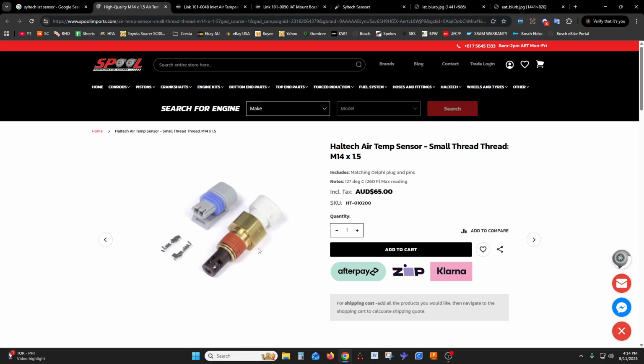So the type of sensor that it had was one of these. This one here is actually listed as a Haltech air temp sensor. It's actually a GM or Delphi intake air temperature sensor. Now, this particular sensor, some of them have a 20 microsecond response time. Okay, so let's say this is, in comparison to a modern one, super, super slow.